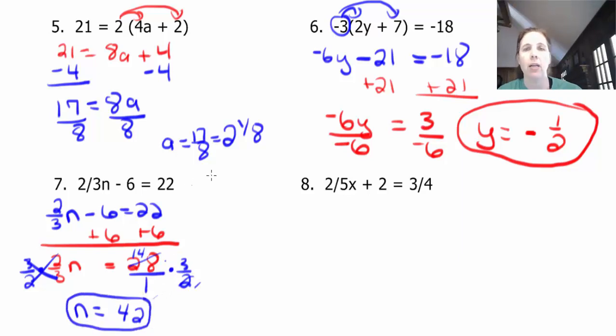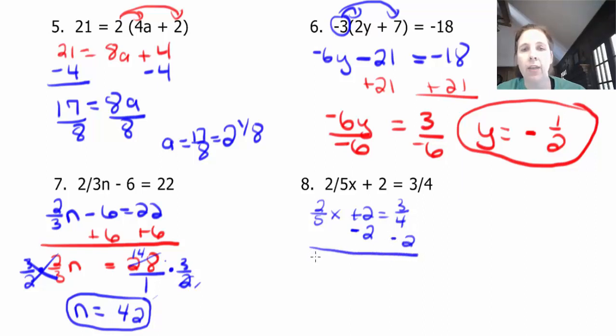All right. Coming over here, now we have more than one fraction. If you want to rewrite it, that's fine. 2/5 x plus 2 equals 3/4. Again, we're going to subtract our 2. Subtract 2. So we have 2/5 x.